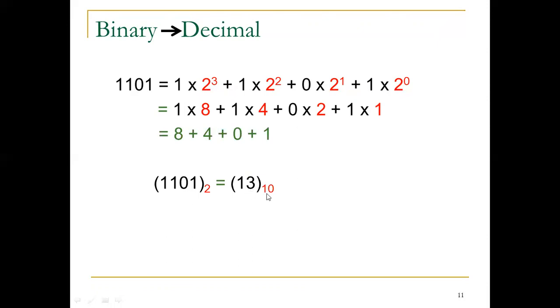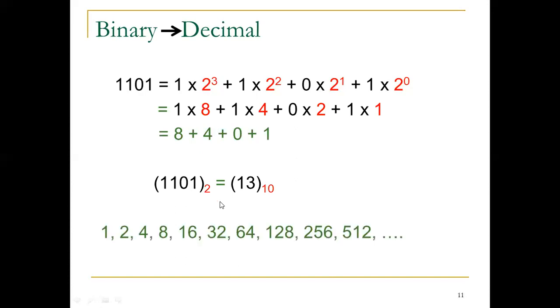So 13 with base 10 is the equivalent decimal number of 1101 with base 2, which is a binary number. And the positions are 1, 2, 4, 8, 16, 32, 64 like this. This position is 1, this is 2, this is 4, this is 8. In this way the value increases, and this is the final conversion.